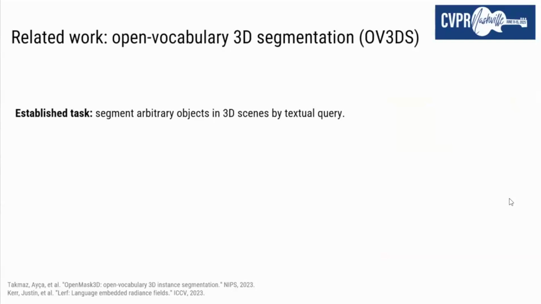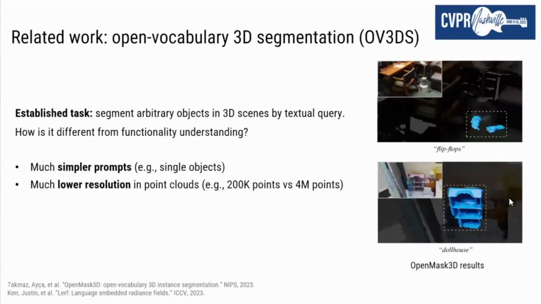A very related work to this task is the classic open vocabulary 3D segmentation, which by now is a well-established task in which an object has to be segmented in a 3D scene given a textual query. Now, differently from functionality understanding, usually we have much simpler prompts, for example, that only describe a single object, and also the point clouds have a much lower resolution. Example works in this topic are OpenMask3D and LERF.